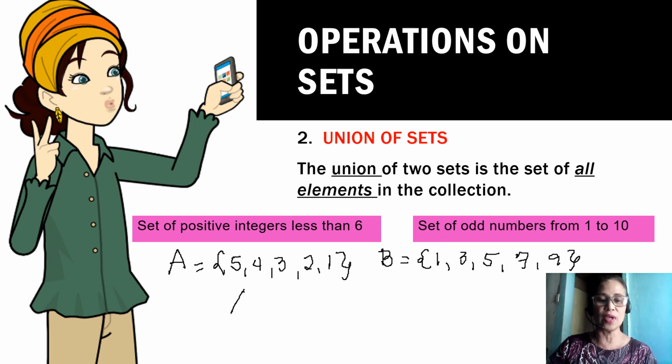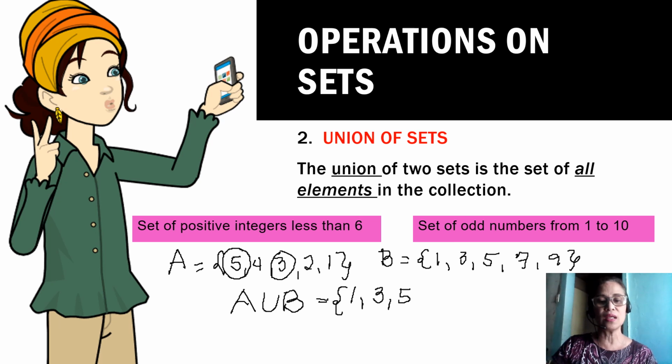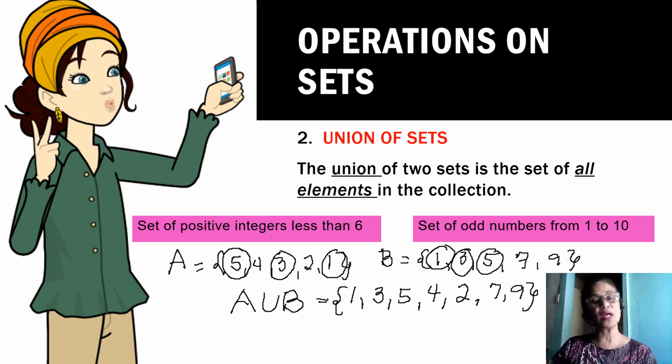So let's write now A union B. Since we know already that A intersection B has the elements 1, 3, 5 in my example of intersection, then we are going to include now the elements from set A which are not 1, 3, 5, because we already listed 1, 3, 5, and these elements are 4, 2. Same thing with set B: we already listed 1, 3, 5, 4, 2, and we only have 7 and 9. So we have now the set represented by A union B.